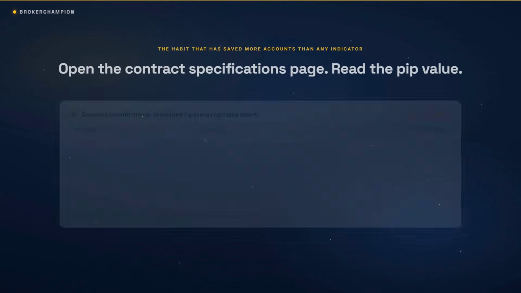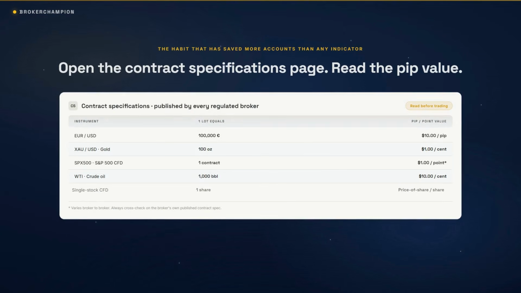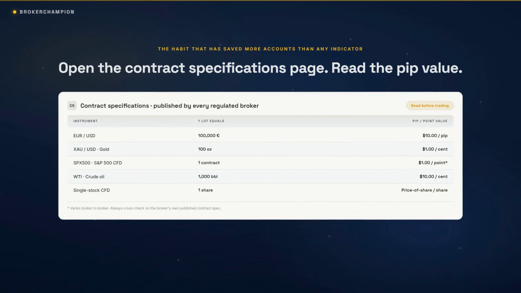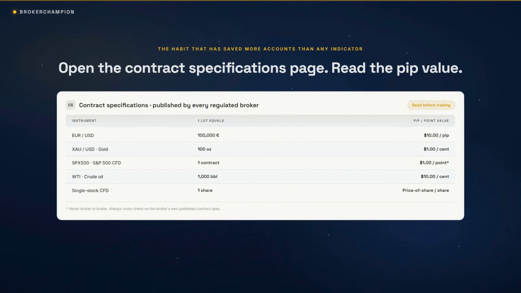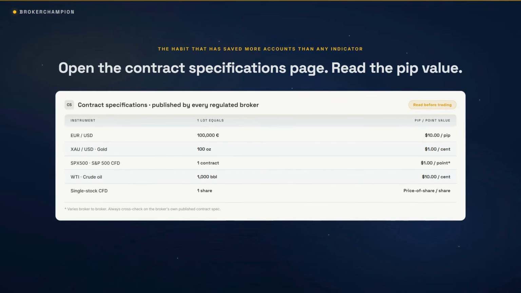The point isn't to memorize the table. The point is never assume. One lot in your Forex account does not behave like one lot in your oil account. Before you trade a new instrument, open the broker's contract specifications page. Every regulated broker publishes one, and read the pip value. That single habit has saved more accounts than any indicator on any chart.